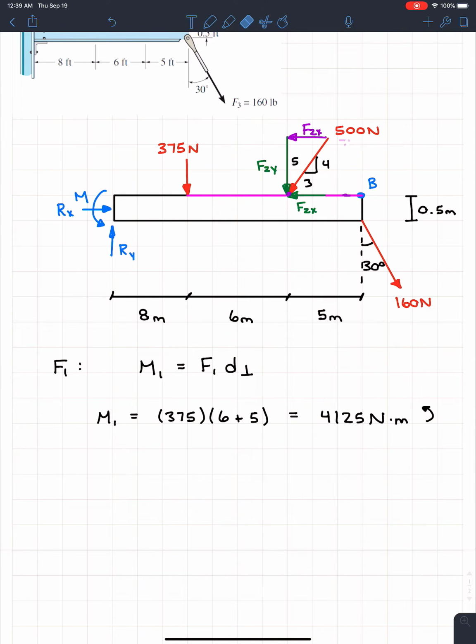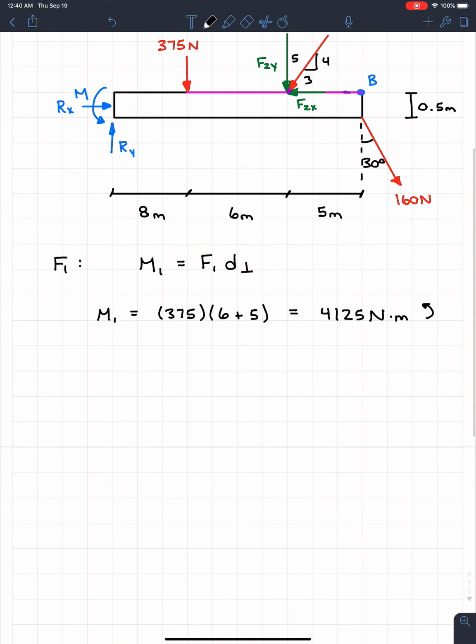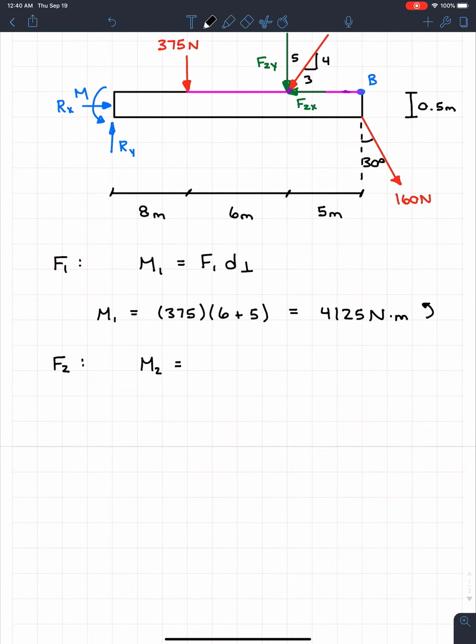So what you have to understand is that F2x acts at the bottom. Both of those forces act at that point on which the 500 touches. And that's very important because, when we're finding M2, M2 is going to be equal to F2x times the distance perpendicular in the x direction, plus F2y times the distance perpendicular in the y direction.